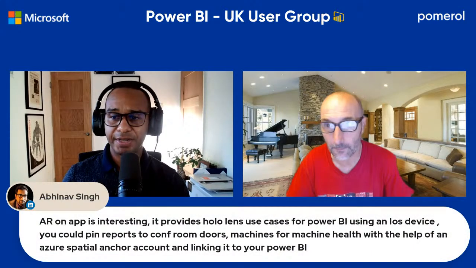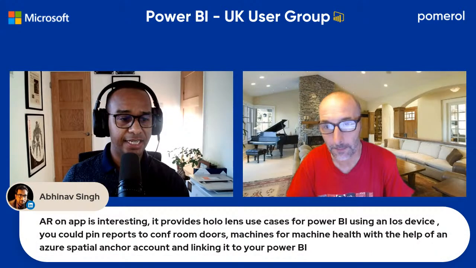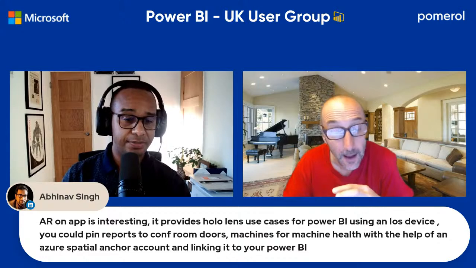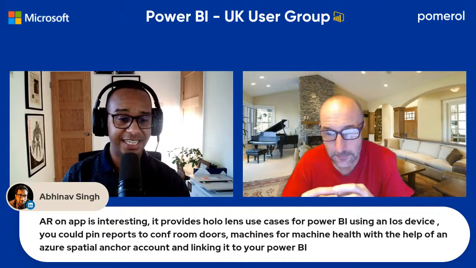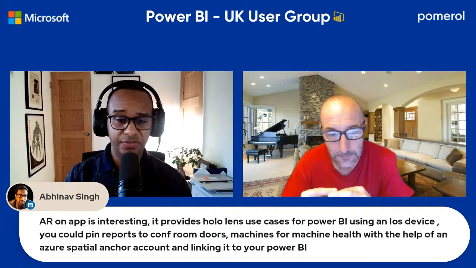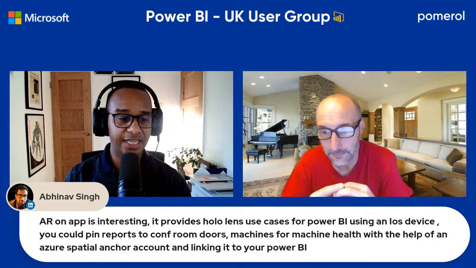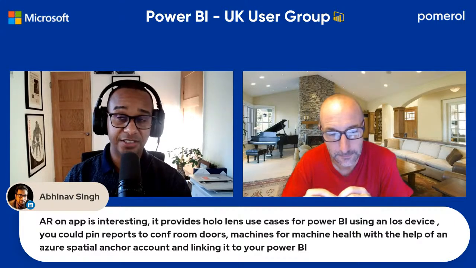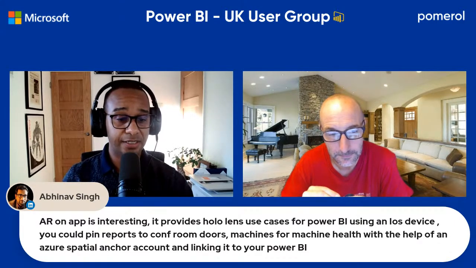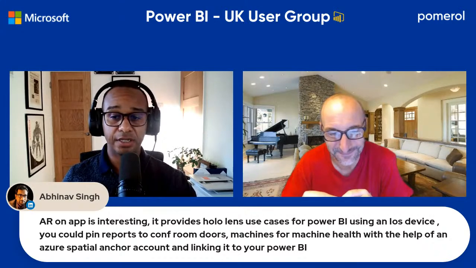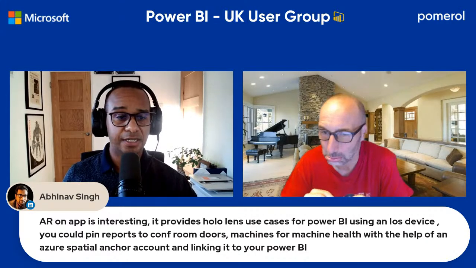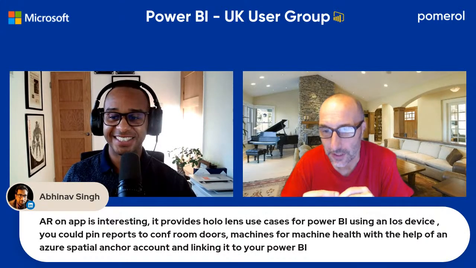We do have some comments that have come in as well. Abhinav has expanded on the AR element on the app. He's mentioned that it's interesting. It provides HoloLens use cases for Power BI using an iOS device, and you can pin reports to conference room doors and machines, for machine health, with the help of an Azure Spatial Anchor account, and linking it to your Power BI as well. So really good use case there. Sounds interesting. Yeah, it does sound interesting.